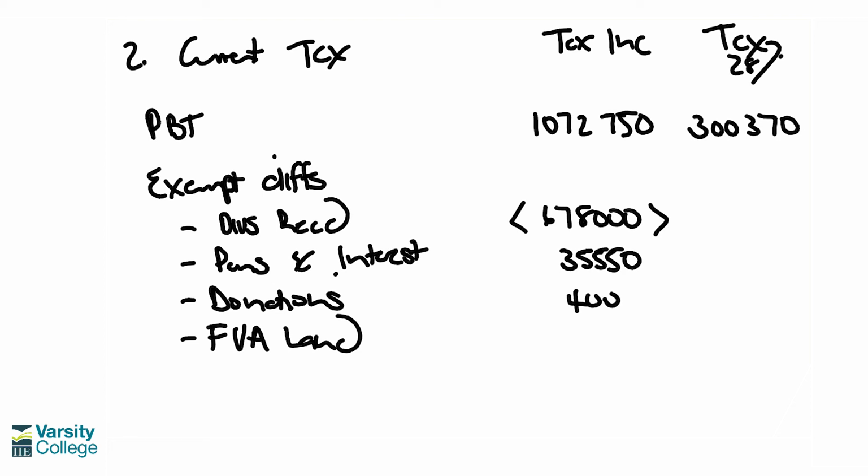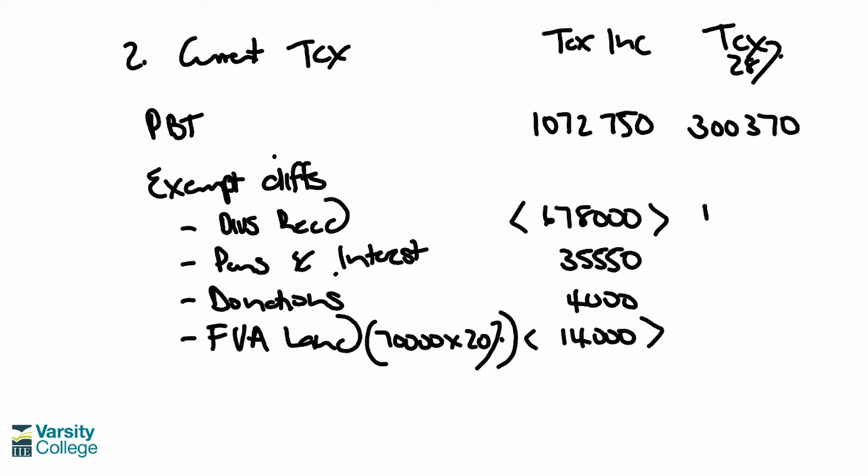The donation, 4,000, I just add back, and then the only one I have to calculate is the fair value adjustment on land. And if you go up above, you will see the fair value adjustment on land worked out to be 70,000, and times 20% is the exempt portion. Again, a fair value adjustment is income, so to subtract that, we need to take it out, we need to pop a bracket around it. And as I said to you, do your tax column as well. So I'm just going to quickly put all the figures in, and then I'm going to unpack them with you.